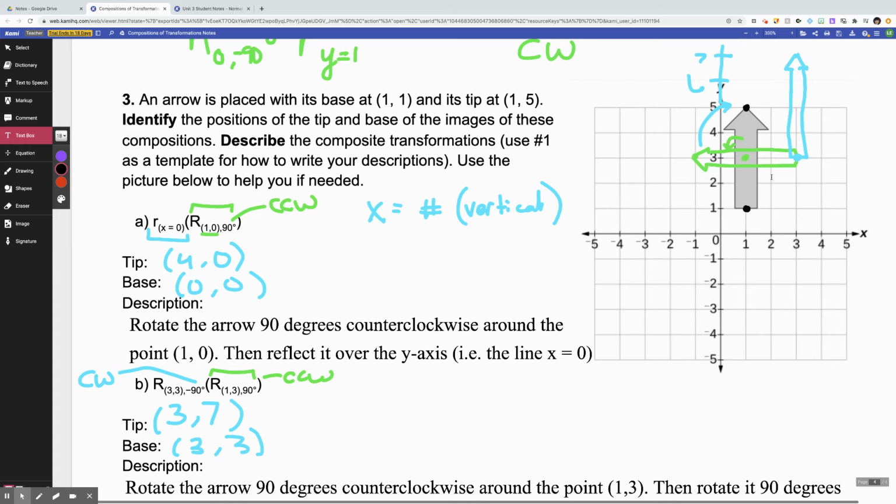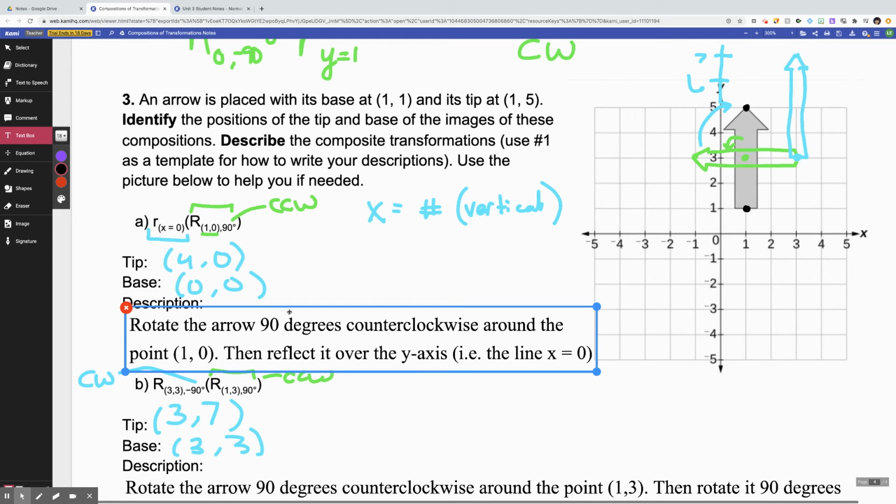Now, if you struggled with exactly where these points would go, you want to look at the relationship between the middle point and where these endpoints are. This middle point that we're rotating around is 2 units away from both the tip of the arrow and the base of the arrow. So I would want that to stay the same even after I rotated it, right? Except now, instead of that distance being vertical, that distance is horizontal.